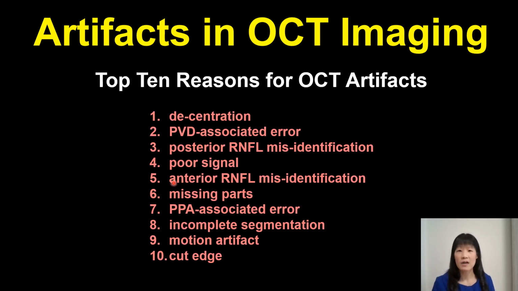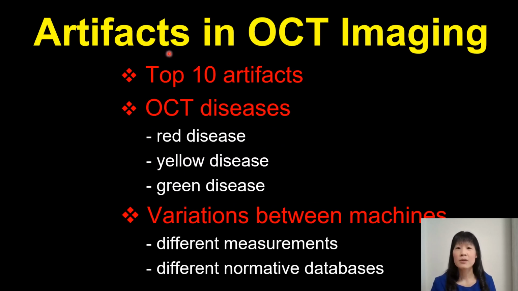So top 10 reasons for artifacts. Decentration is number 1. PVD, sometimes Goldilocks artifact can cause artifactually thickening, thinning, or no change. Posterior RNFL misidentification, almost 78% of scans. And all these other ones are pretty rare. Poor signal strength in about 5% of scans. So you need to know the frequency because you need to know how likely are these artifacts seen in your clinic. So those are the top 10 artifacts.